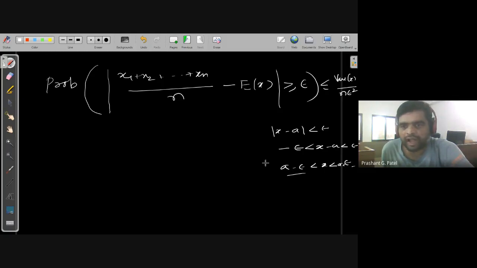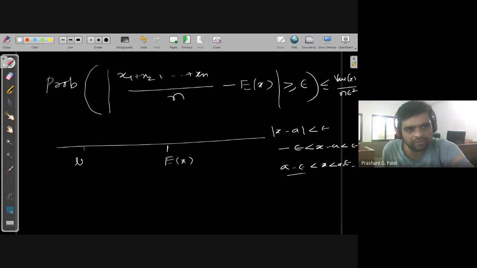So here is exactly the outside of this. That means epsilon is here, the expected value is here, and this is the mean. I'm just denoting the mean as mu, so mu minus epsilon and mu plus epsilon. All the values which are outside of this are bounded by this value, that is, the variance of x upon n into epsilon square.